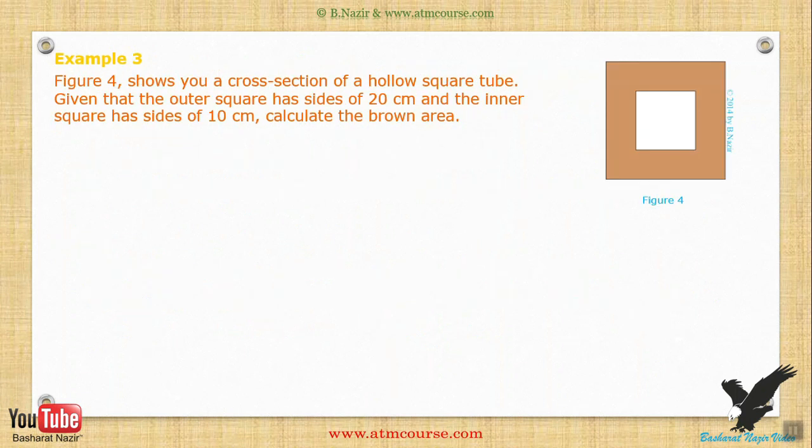Example 3. Figure 4 shows you a cross-section of a hollow square tube. Given that the outer square has sides of 20 centimeters and the inner square has sides of 10 centimeters, calculate the brown area.